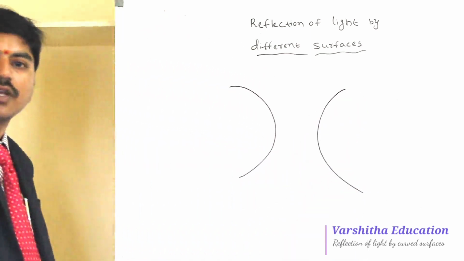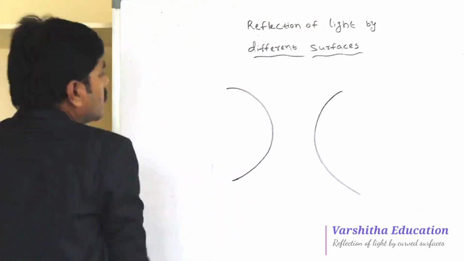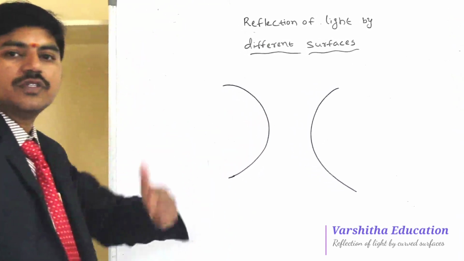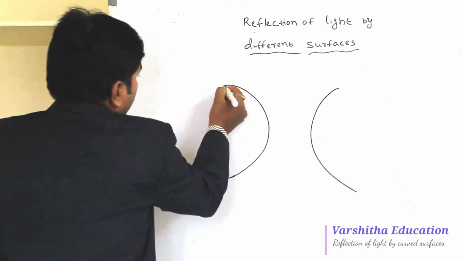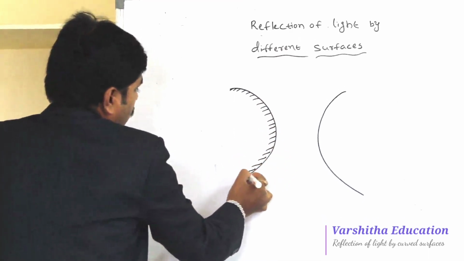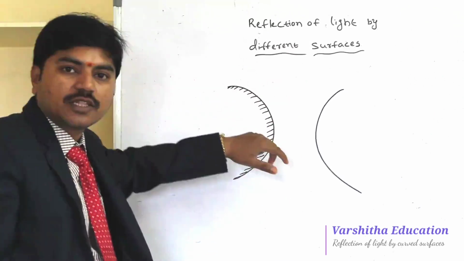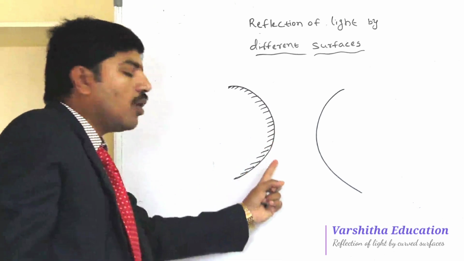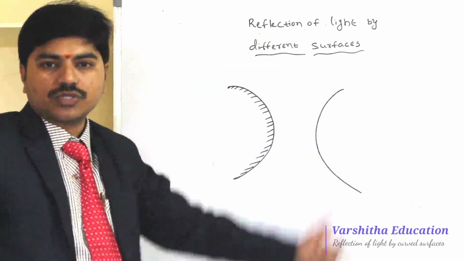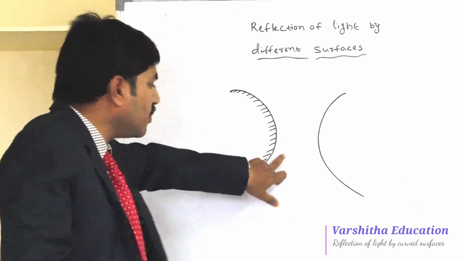Let me identify which is a concave and which is a convex. Here you observe that both are the same curved surface. Now I identify which is concave and which is convex. This side of the part is a convex surface. Convex is nothing but the middle part bulged outside. If you take any spoon, the back side of the spoon is said to be a convex surface.